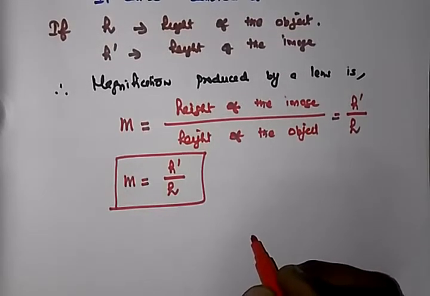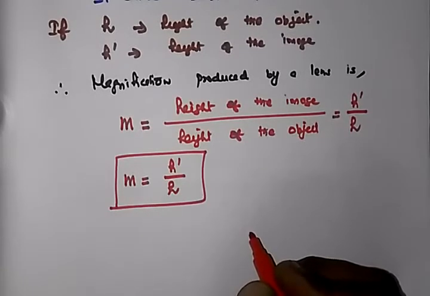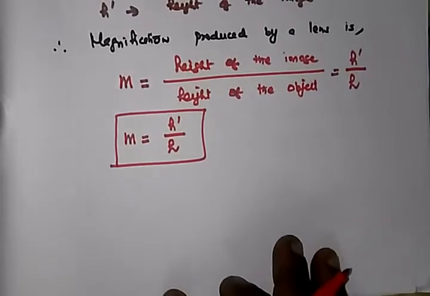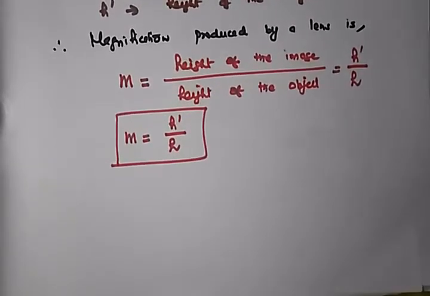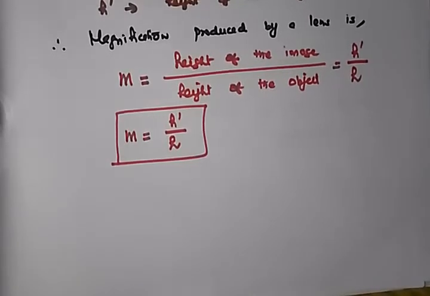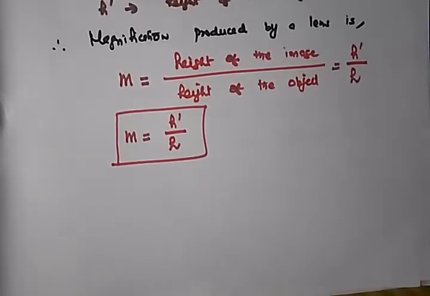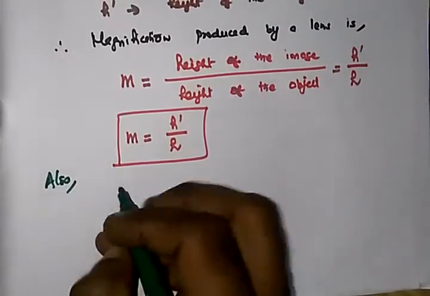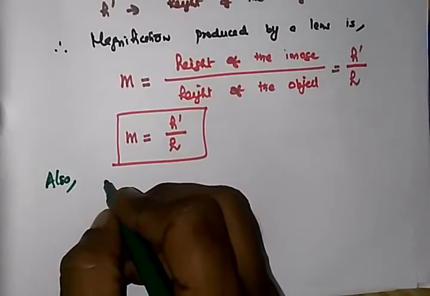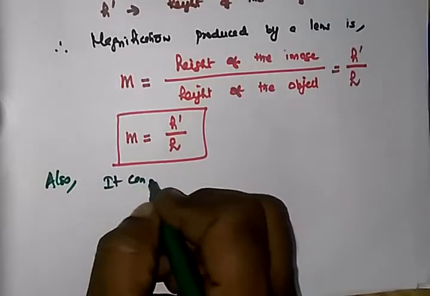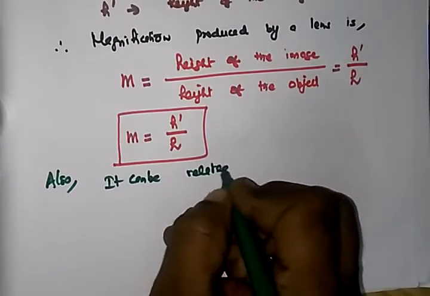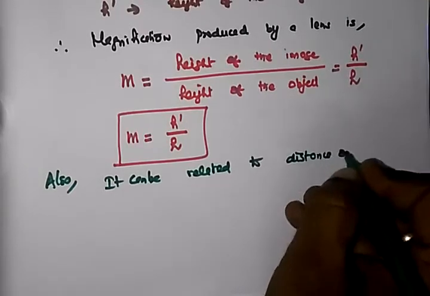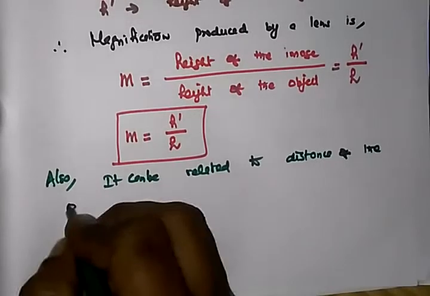Also magnification of lens can be related with the distance of the object and the distance of the image. So magnification of lens can be related to the distance of the object and to the distance of the image.